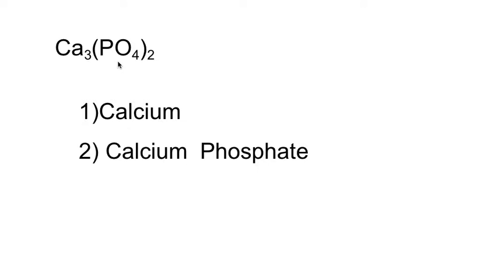I go to the second element. Well, PO4 is not found on the periodic table, so if it's not found on the periodic table, I have to go to my chart. So I can look at my ion chart, and it says phosphate. So I simply write down what it tells me to. Phosphate. So Ca3(PO4)2 is calcium phosphate.